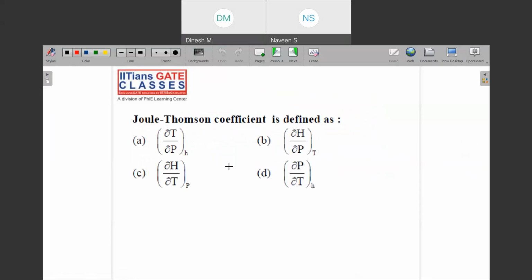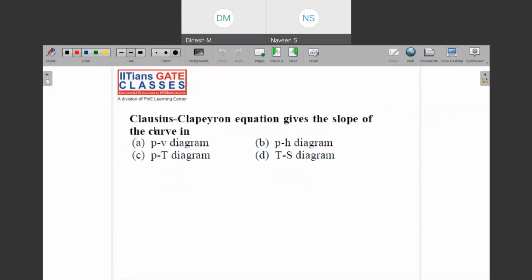Okay, next question. See, the question will be very simple. If you follow the lectures, none of the questions will be difficult for you. Just now we have seen that mu was the Joule Thomson coefficient. What was that? Delta T upon delta P when your H is equal to constant. So this is delta T upon delta P when your H is constant.